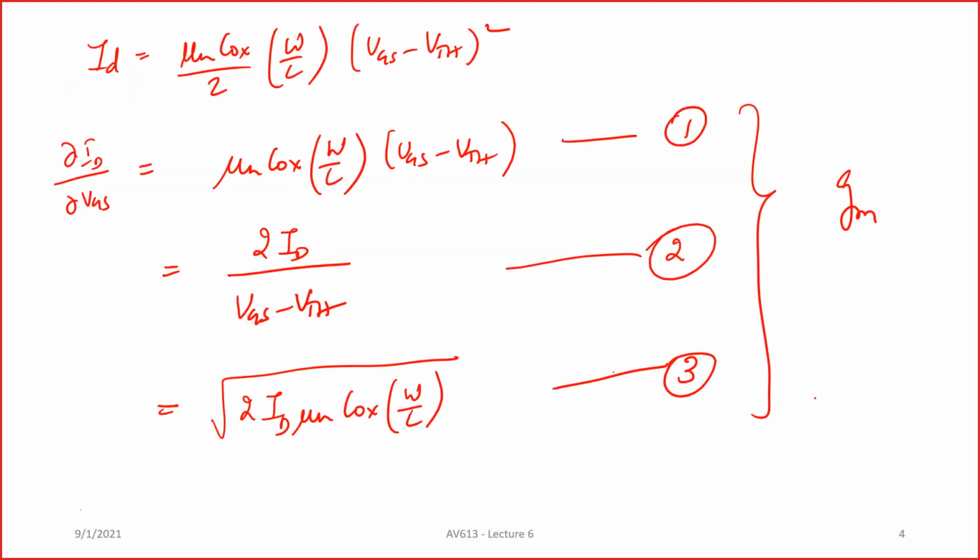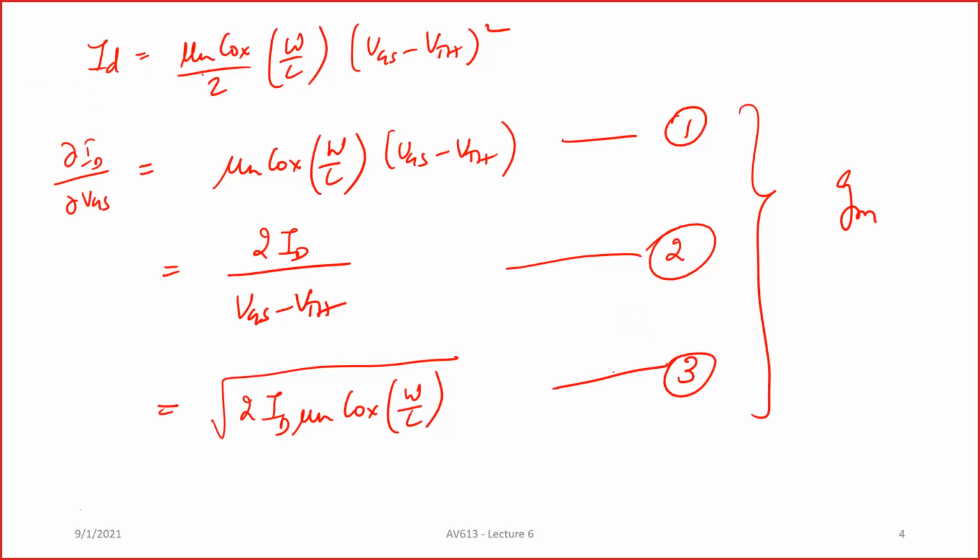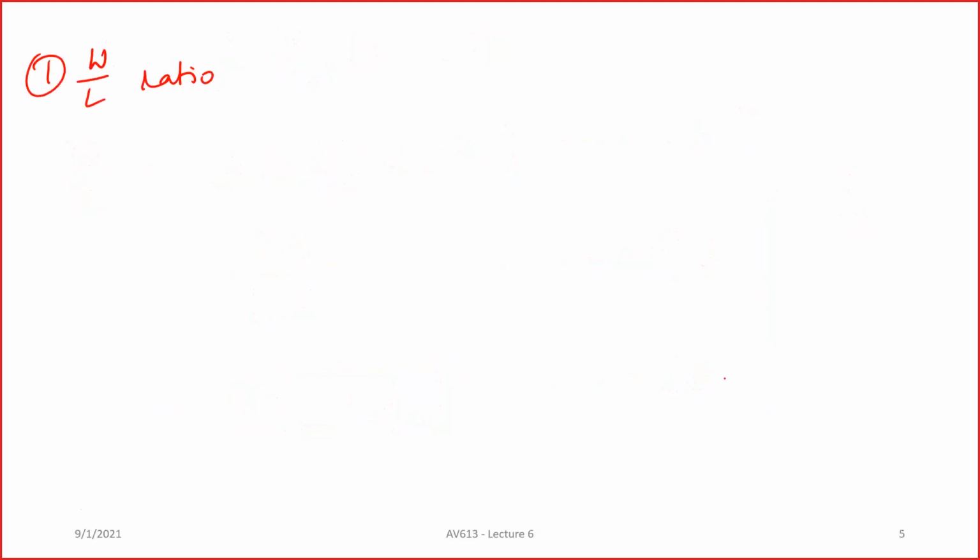So you change the W by L ratio. Okay, I skipped one page. Okay, right. So W by L ratio, right? Now, what is the relationship between GM and W by L ratio? So if you keep other things constant, and you keep VGS constant and just scale W by L, what will happen? GM becomes proportional to W by L ratio when VGS is constant, right?